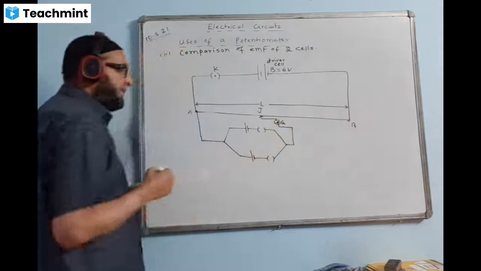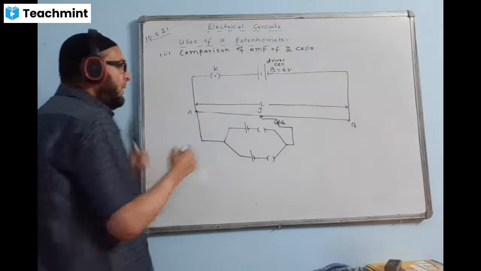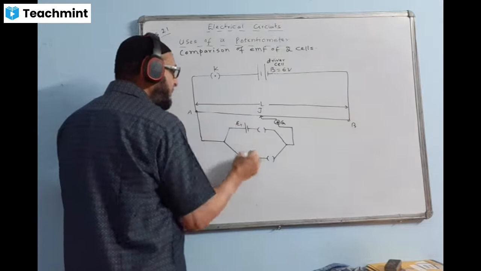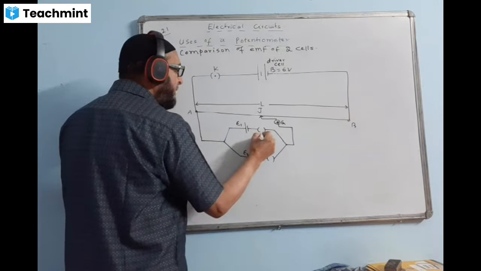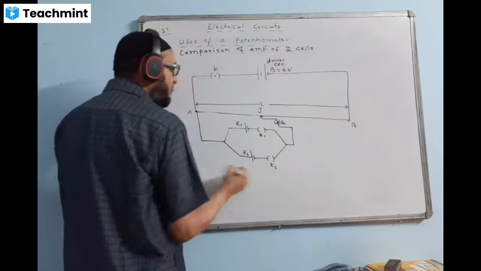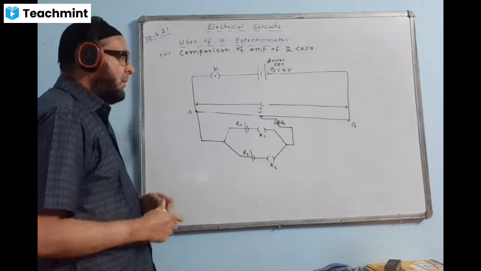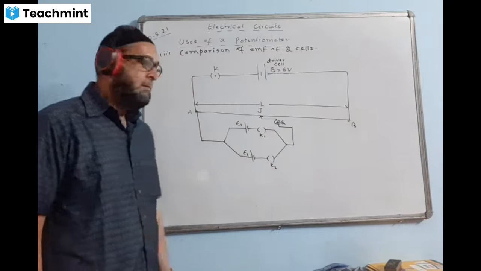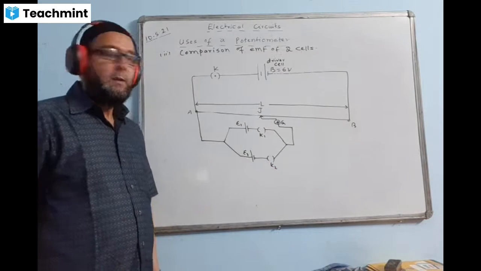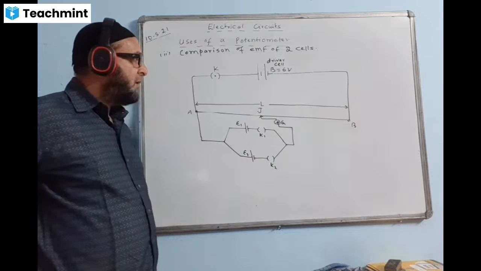Galvanometer here. This cell's EMF is E1, this cell's EMF is E2, this key is K1, this key is K2, like this. We are having two cells.